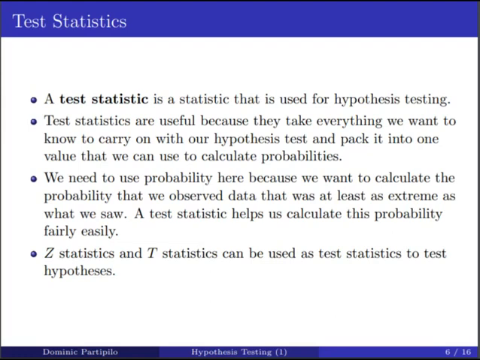Now we need to use probability because we need to calculate the probability that we observed data that was at least as extreme as what we saw. And that's what test statistics are for. From the coin flipping example, we observed 15 heads in 20 flips, but is that extreme enough to be able to say that the coin is unfair? Is 15 extreme enough? That's what a test statistic can help us calculate the probability of. Some examples of test statistics are z statistics and t statistics, which we've calculated before.